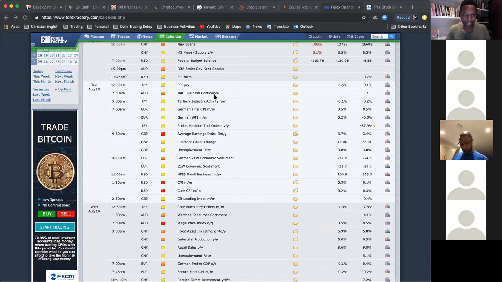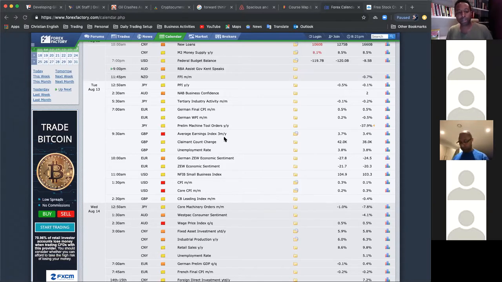It doesn't look like this is going to be impactful on the market because it's got a little orange flag, which means medium importance. Immediately underneath that, 5:30 a.m., we've got the yen. There's some news coming out in the yen. At 7 a.m. we've got three pieces of data, a euro and another yen. But the first piece of really important data that we see, and we can tell this by the red flag next to the currency, is at 9:30 a.m., the average earnings index for the GBP.